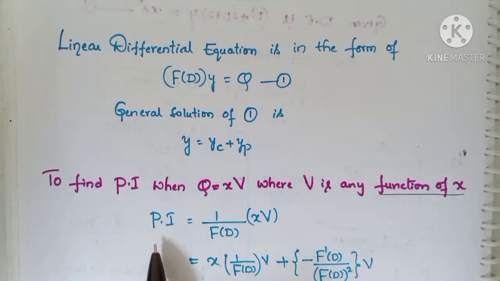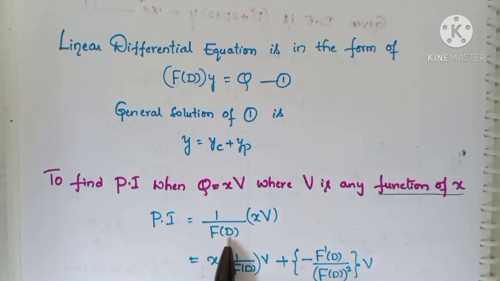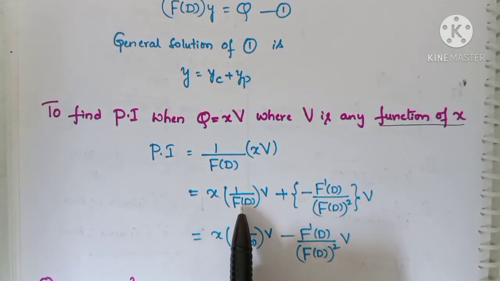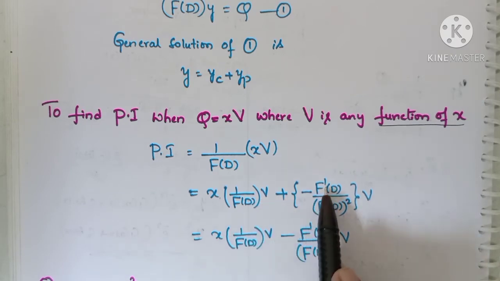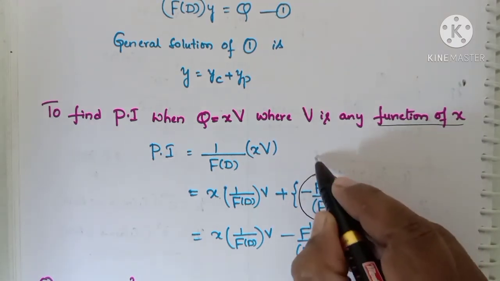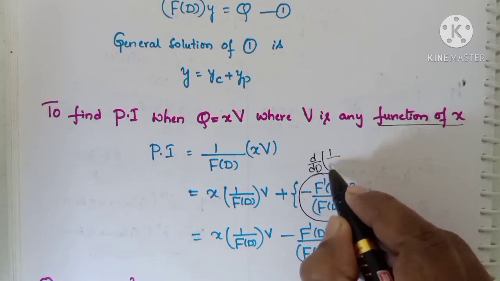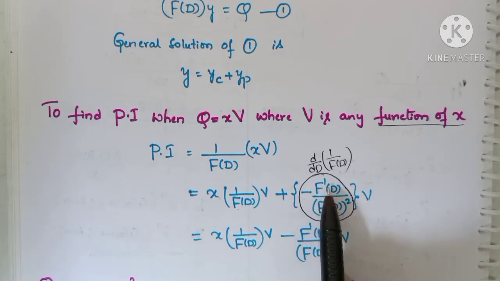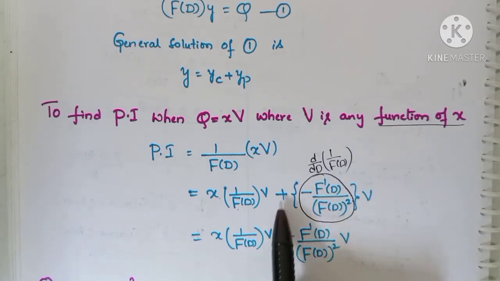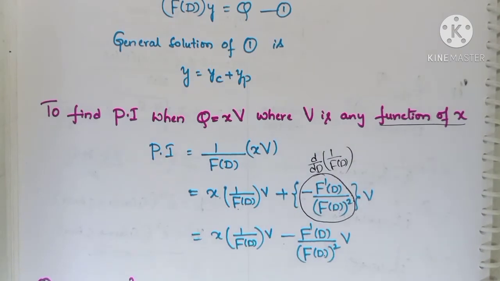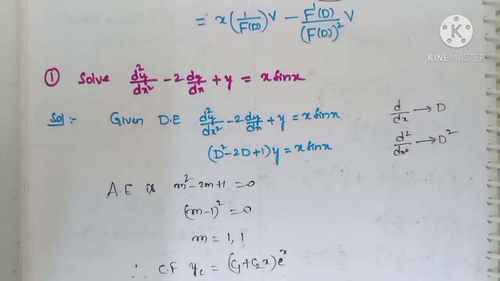The formula here is particular integral is equal to 1 by f of D into xv, which equals x into 1 by f of D into v plus minus f dash D by f of D whole square into v. This is nothing but derivative of 1 by f of D. 1 by f of D derivative with respect to D is minus f dash D by f of D whole square. So this is the formula for finding the particular integral when Q is equal to x into v. Now we shall see some problems.